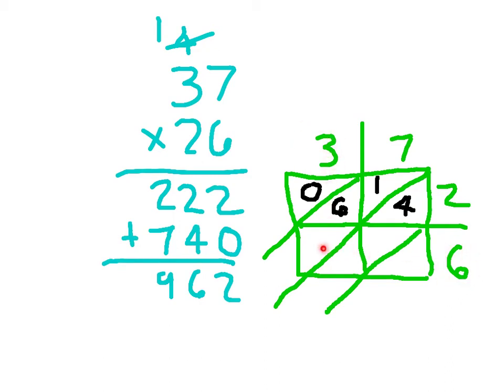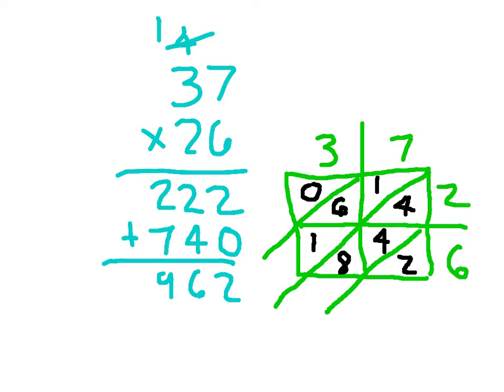Right here is where the product is going to be of 3 and 6. Notice how those come together right there. 3 times 6 is 18, so we'll go ahead and write a 1 in there and an 8. And finally, for that last one, we have 7 times 6, which is 42.